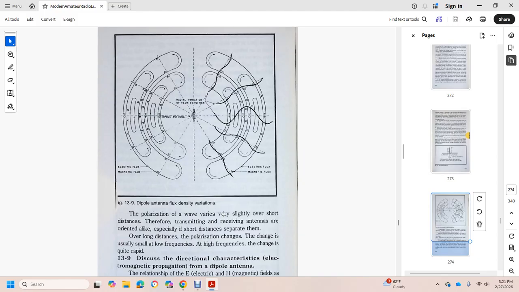therefore the transmitting and receiving antennas should be oriented alike, especially at short distance. Over long distance, the polarization change is usually small with a low frequency, and with high frequency the change is quite rapid.